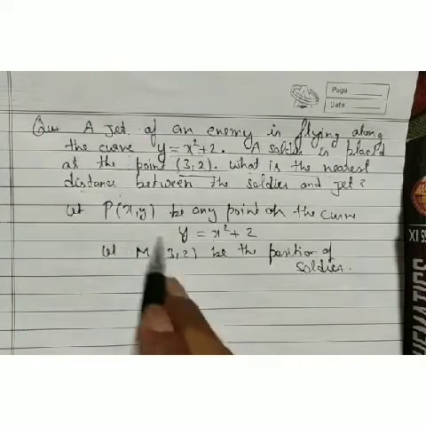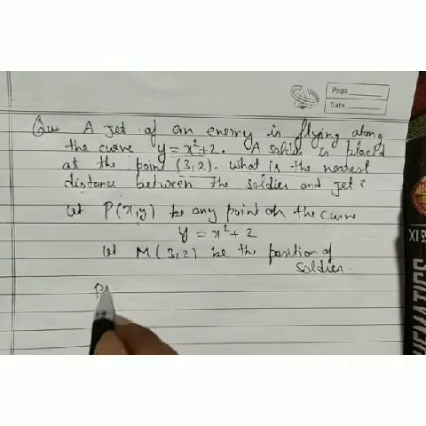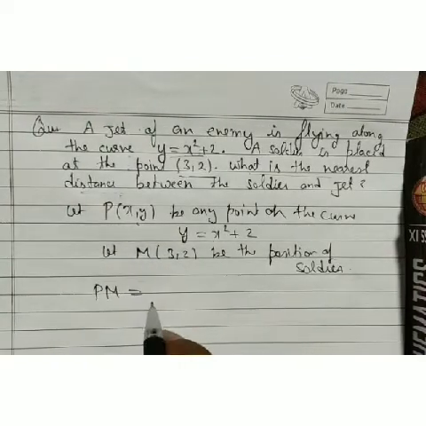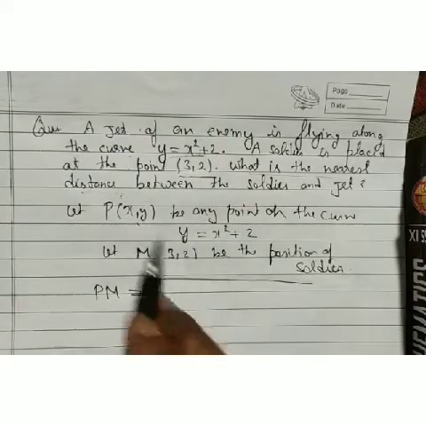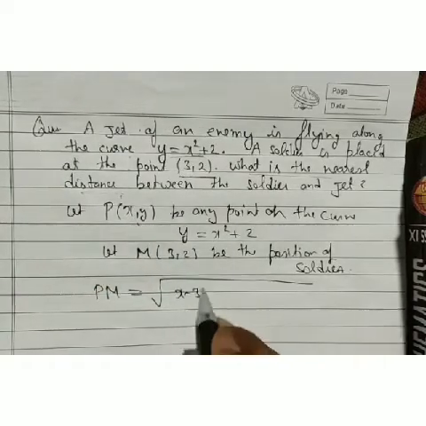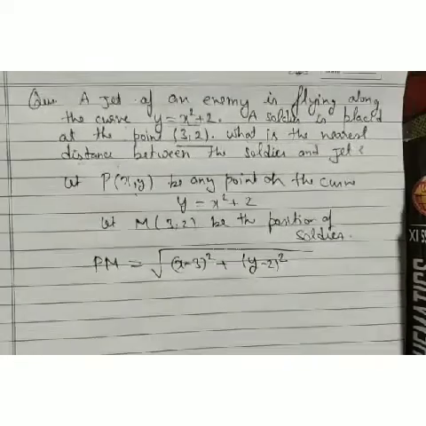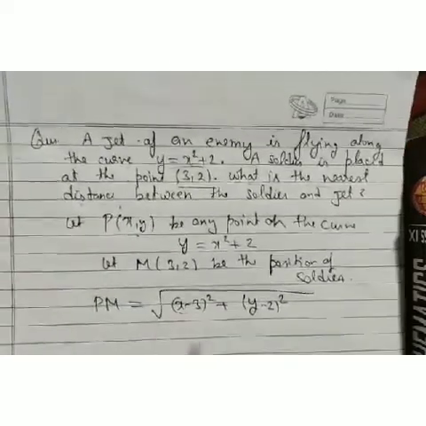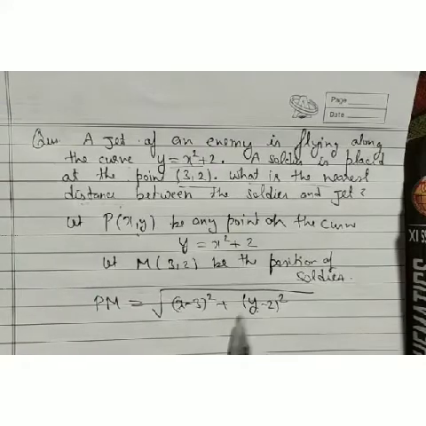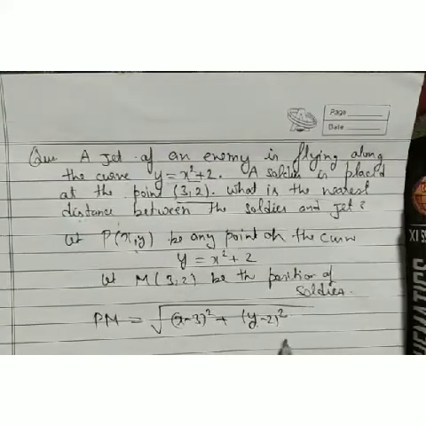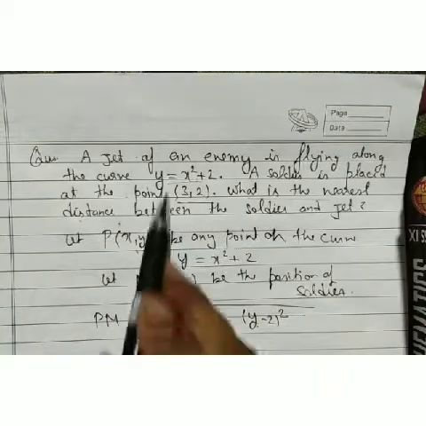Now we are going to find out our PM distance here. It's a P. What is our PM? PM is given by the distance formula. We are going to use our distance formula: x minus 3 whole square plus y minus 2 whole square. But here again there are two variables, so we are going to change the whole formula into a single variable. We are going to change the value of y to x square plus 2.